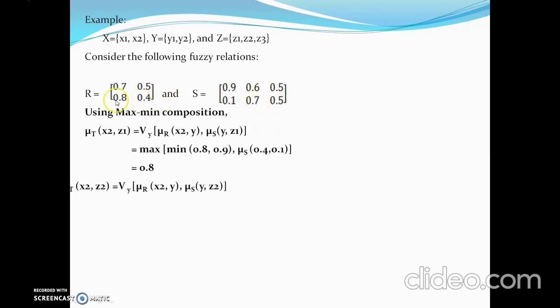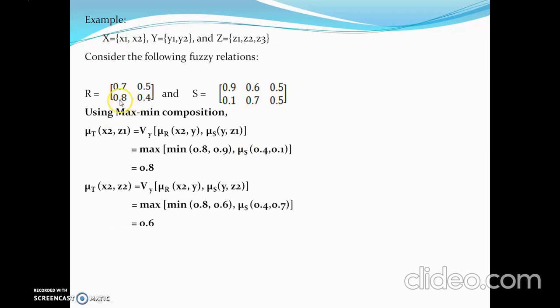We will compare the 0.8 with 0.6. 0.6 is minimum. 0.4 comma 0.7, 0.4 will be minimum. Comparing 0.6 with 0.4, the value will be 0.6. Take the value again for the third column. 0.8 with 0.5, the value will be 0.5. 0.4 with 0.5, the value will be 0.4. Comparing 0.5 with 0.4, the value will be 0.5.